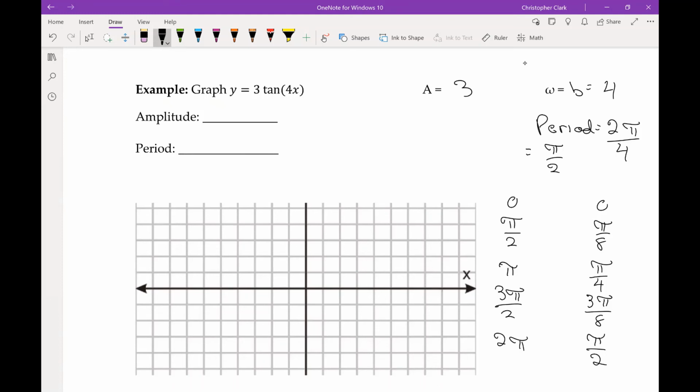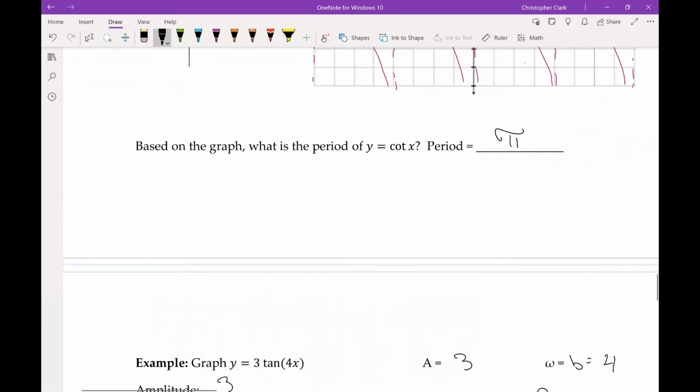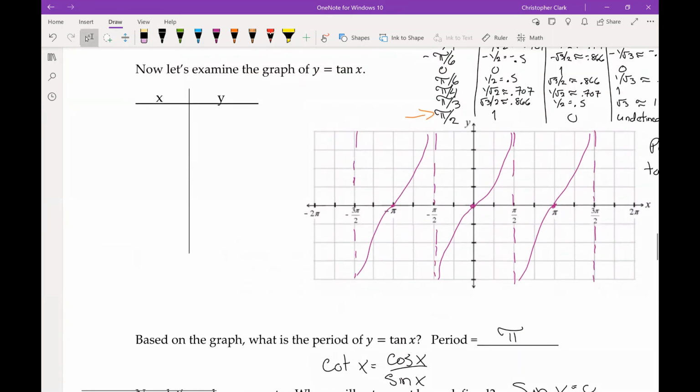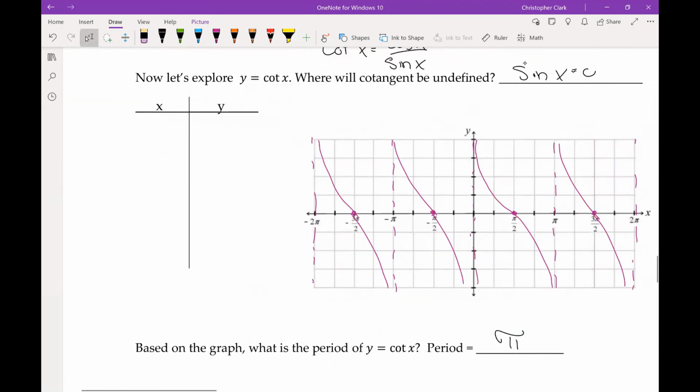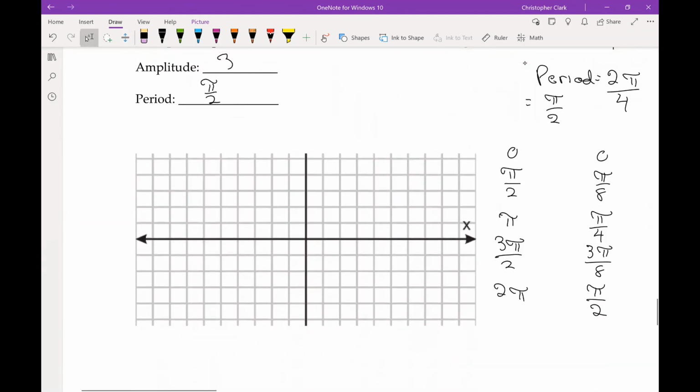All right, now how about the amplitude? The amplitude is the absolute value of A, which is just 3. We already have the period is pi over 2. So let's jump up to tangent and double check where the asymptotes are. It looks like the asymptotes are at pi over 2, 3 pi over 2, and so on and so forth. So we're going to say the asymptotes are pi over 2 and 3 pi over 2, which means that they're now pi over 8 and 3 pi over 8.